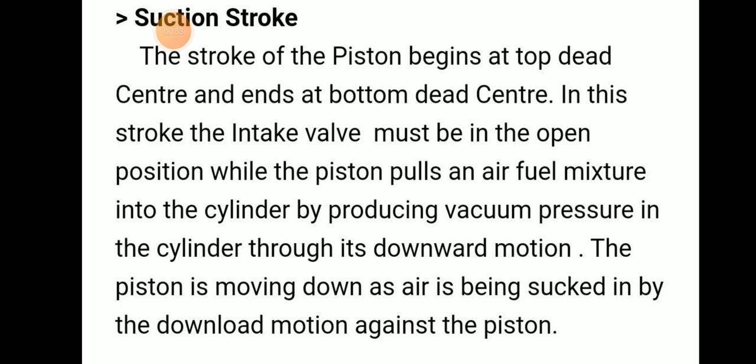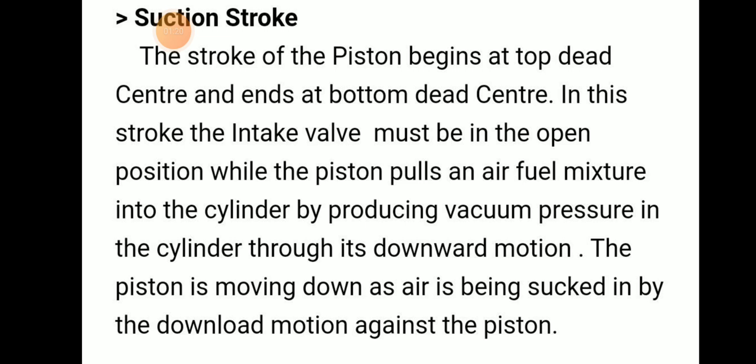And suction stroke. The stroke of the piston begins at top dead center and ends at bottom dead center. That is one stroke. In this stroke, the intake valve must be open while the piston pulls the air and fuel mixture into the cylinder by producing vacuum pressure in the cylinder through its downward motion. The piston is moving downward as air is being sucked in.